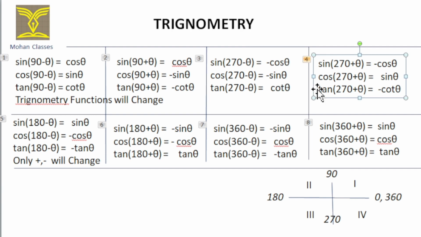Sine 270 plus theta is equal to minus cos theta. 270 plus theta is coming in the fourth quadrant. Here cos and secant will be positive. Cos 270 plus theta is sine theta, tan 270 plus theta is minus cot theta.